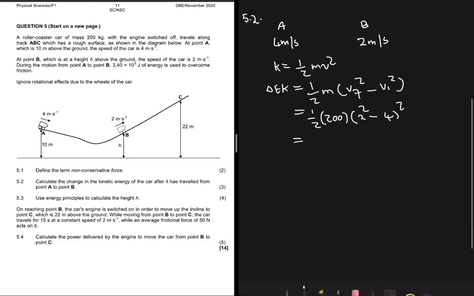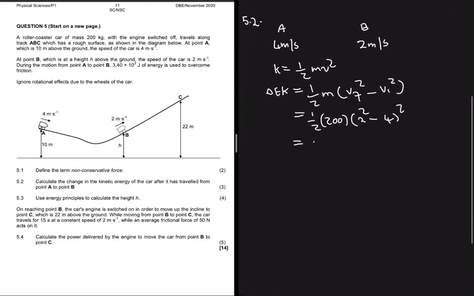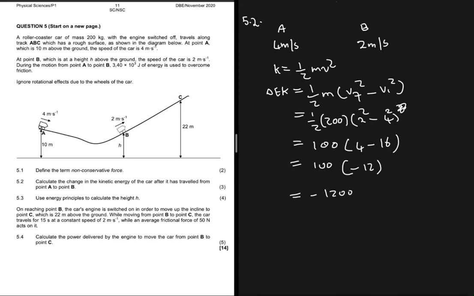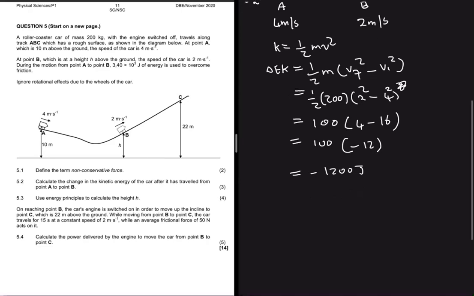1 over 2 multiplied by 200, this is just going to give us 100. And then 2 squared, that's 4. And then we're going to subtract 16. This is just going to be 100 multiplied by minus 12. So this is minus 1,200 joules. So that's the change in kinetic energy, minus 1,200 joules.